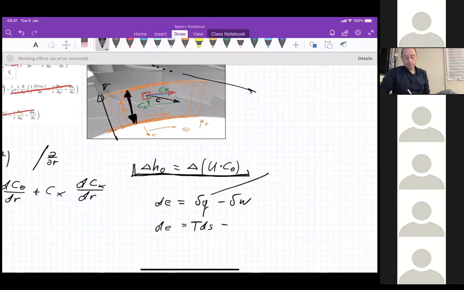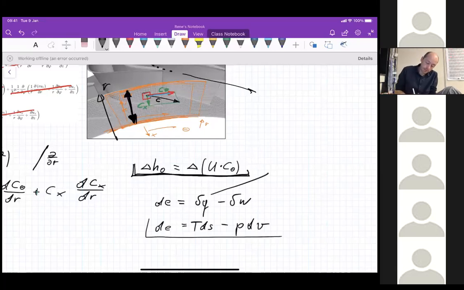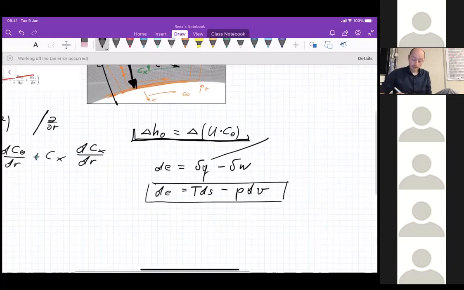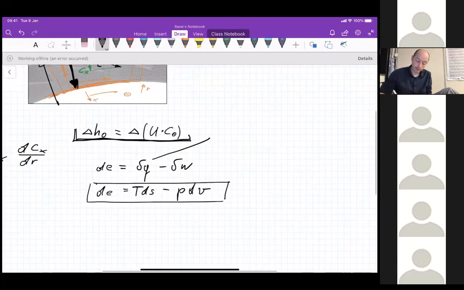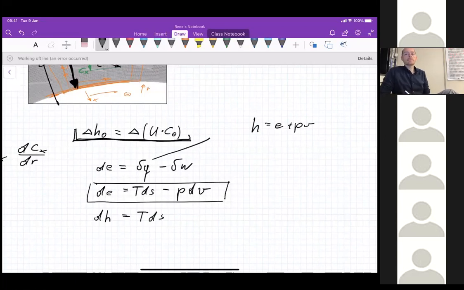And what is the inexact differential for work in a closed system? Anybody still remembers? P dv. This is the first law of thermodynamics for a closed system. Now I can use the definition of enthalpy, because we have the enthalpy here. The definition of enthalpy is E plus PV. And if I use the definition of enthalpy and do the derivative of the enthalpy, then I can get T ds equals... I wait a bit for your answers. What is it?